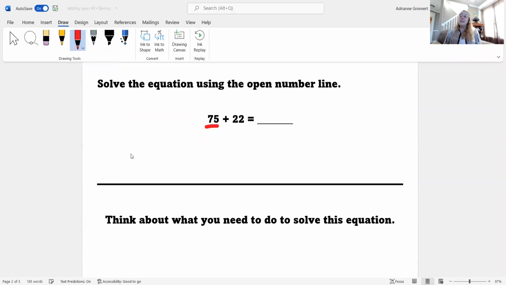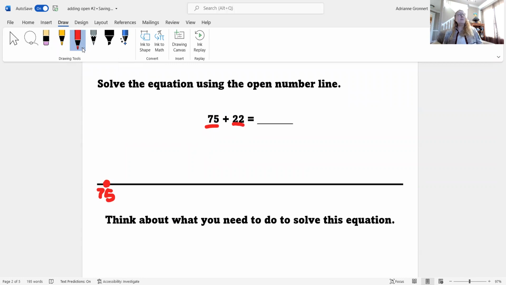The first one is 75. So I'm going to put a dot here and mark my number line with the number 75. Okay, now what do I do? That's right. I look at the second addend. The second addend is 22.